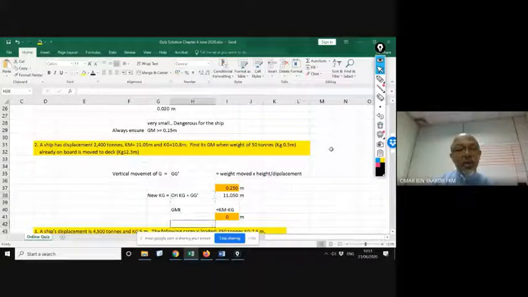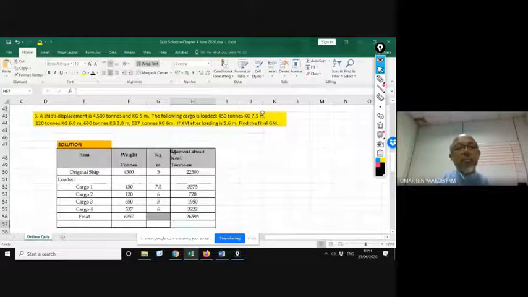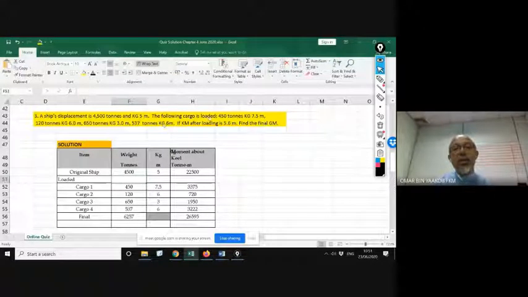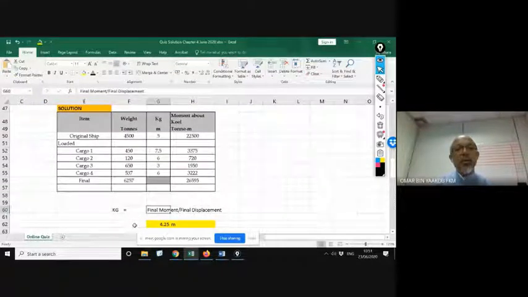Okay, so that's number 2. And number 3 here: achieve displacement, dispatch, the following cargo is loaded. So you load, and find the final GM. It is simple enough. You take the ship, you load. There's no unloading here. So just load and put the KG, find the total moment, and finally you get the KG, the final moment divided by final displacement.